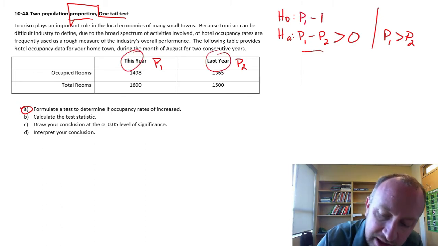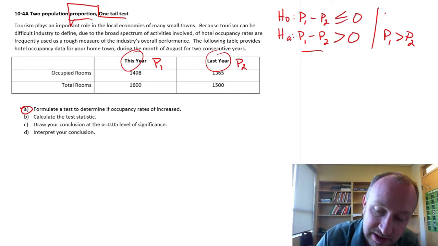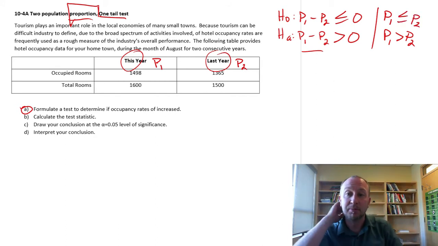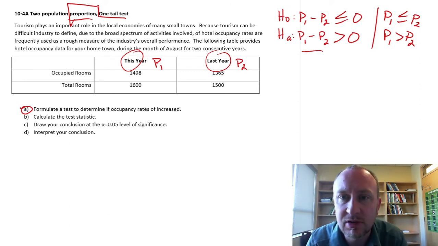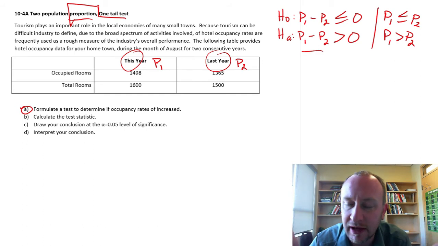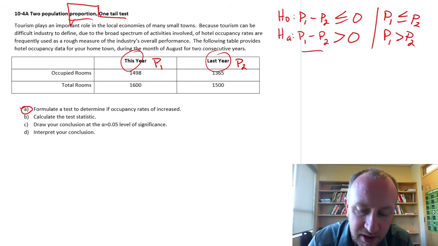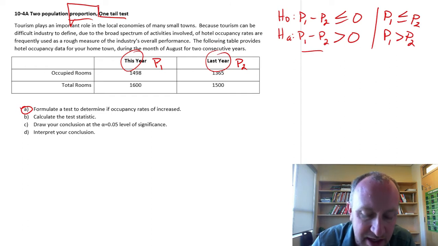So I'll fill in the null hypothesis, which shows that no, there has not been an improvement. The proportion is no greater than, smaller than, or at most equal to the previous year, and the alternative shows that yes, an improvement has been made, or at least the evidence supports the claim that an improvement has been made. So that's it for part A.